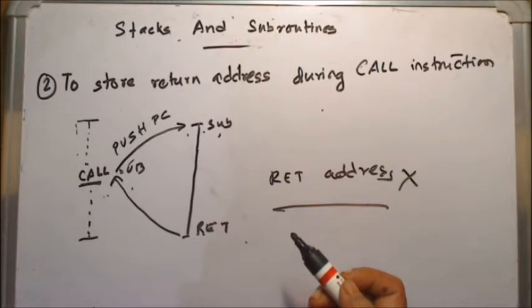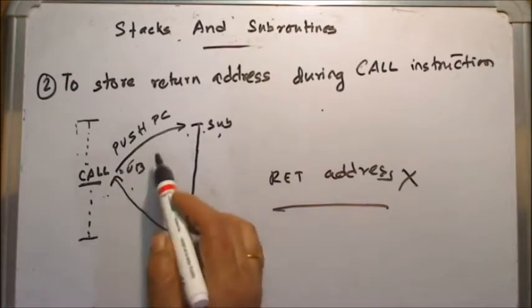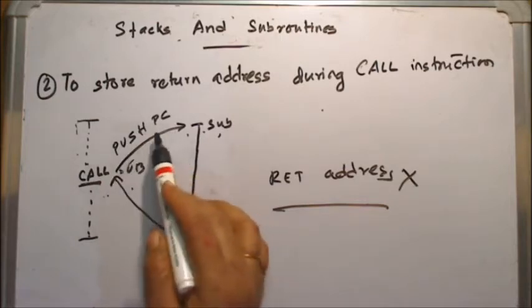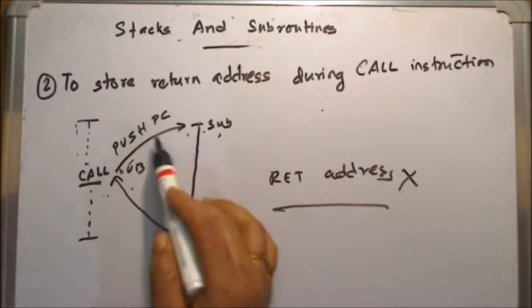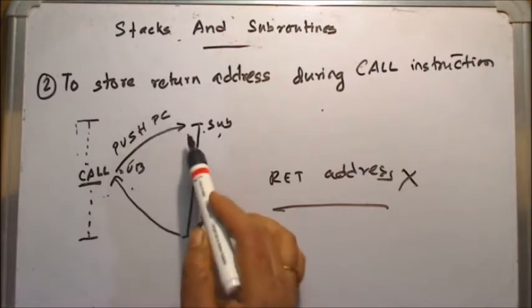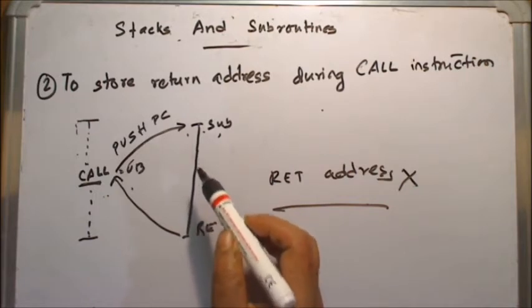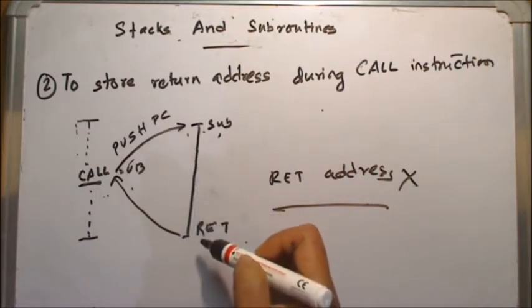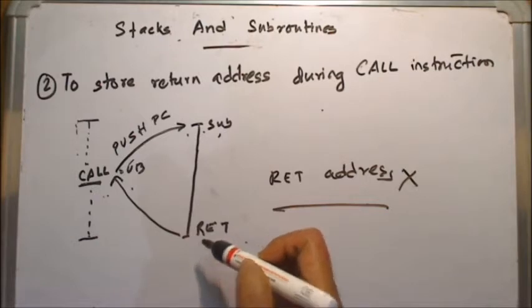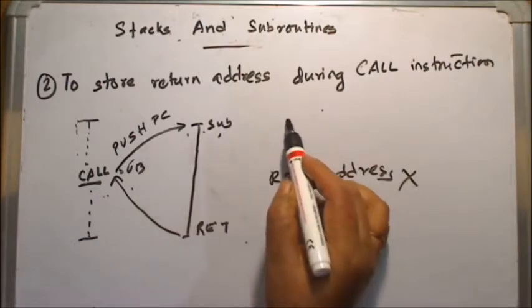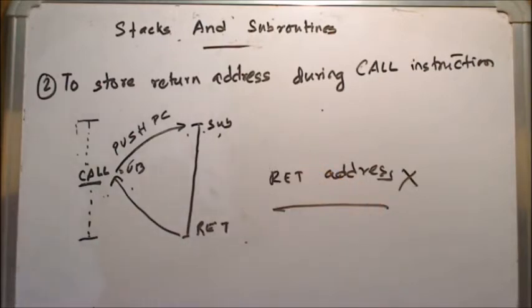Now the PC will get the address of the subroutine. So the PC is now free, and it will get the address of the subroutine. It will execute this subroutine. On return, the address which was stored in the stack, what will happen?